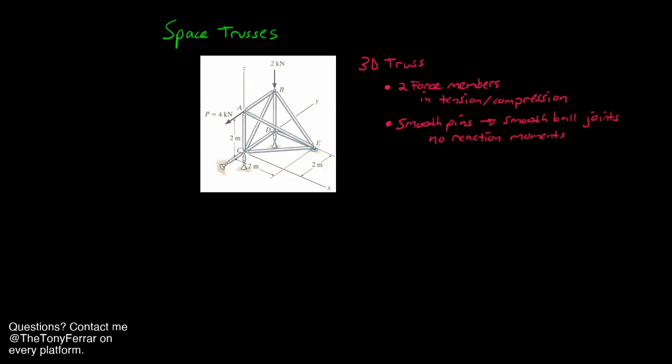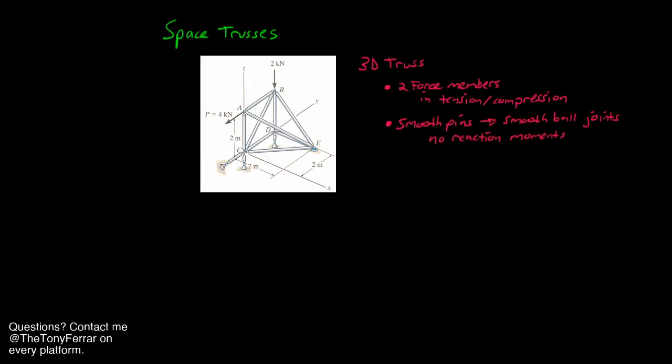This video is all about space trusses. Space trusses are just 3D trusses. So just a reminder, a truss is composed of two force members that are either in tension or compression. The fact that we've moved to 3D hasn't changed that at all. They are connected using smooth joints.